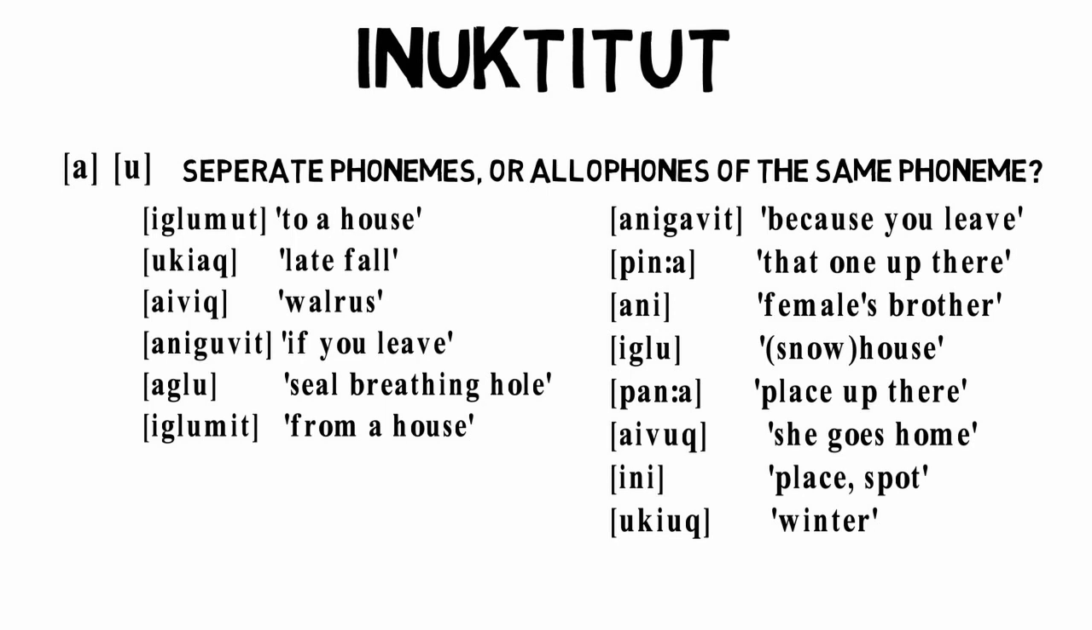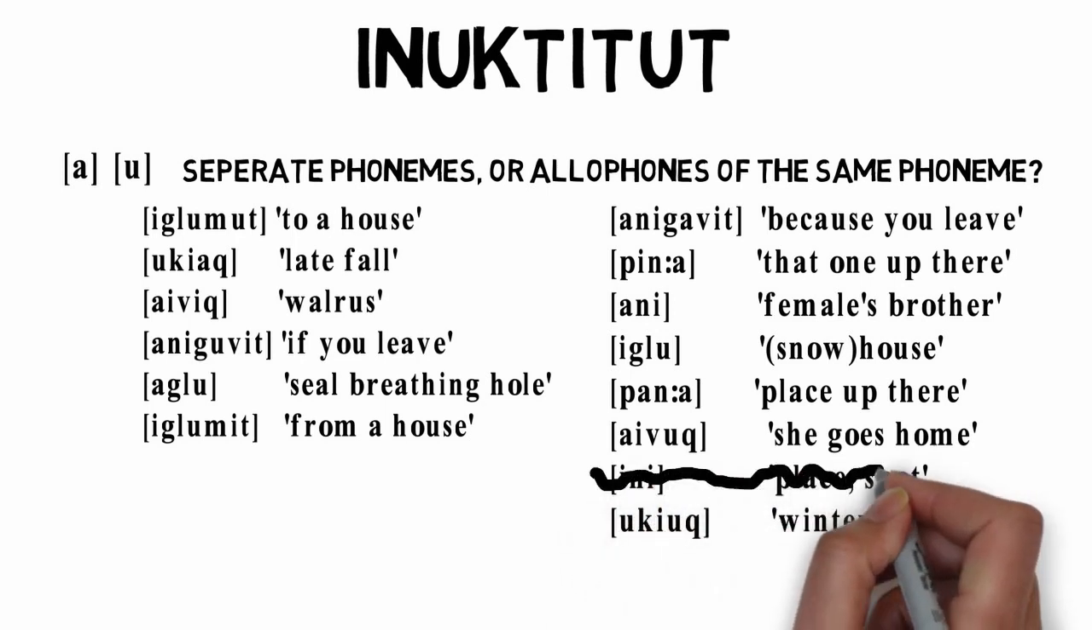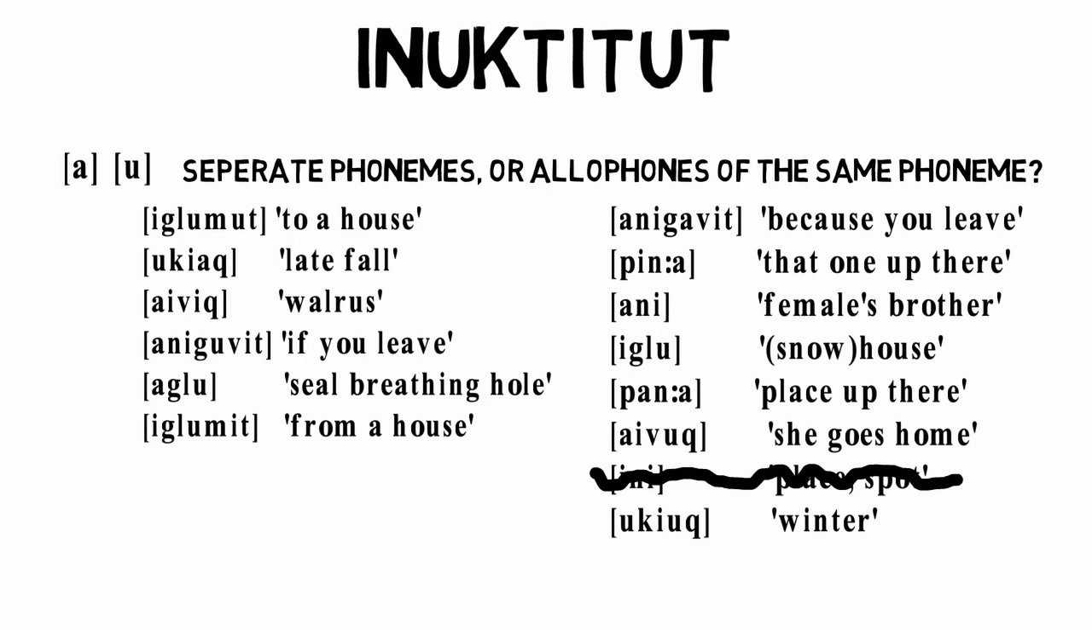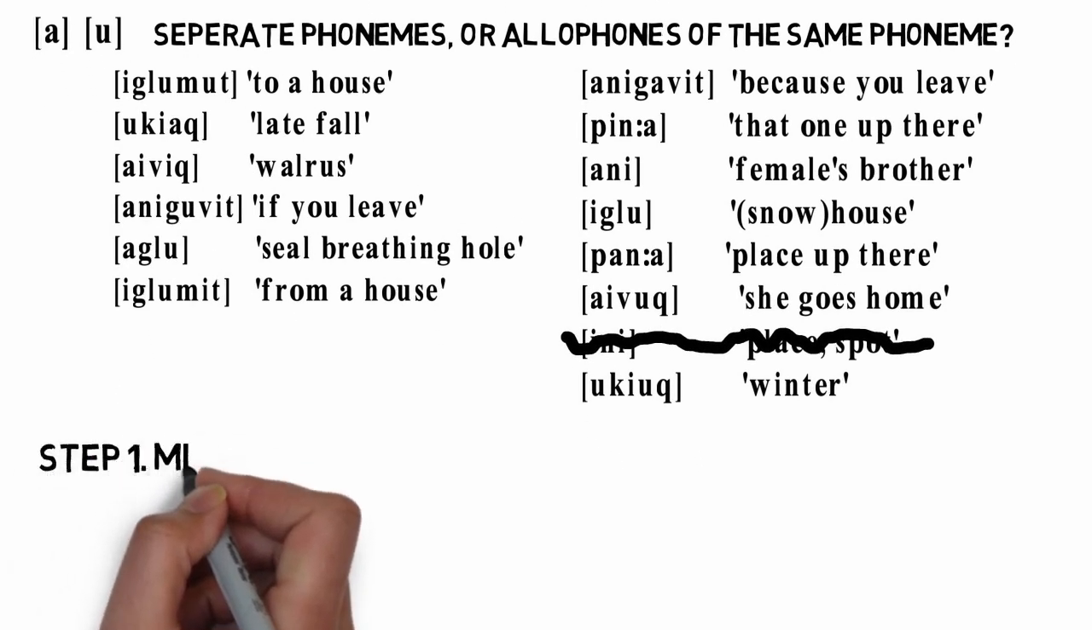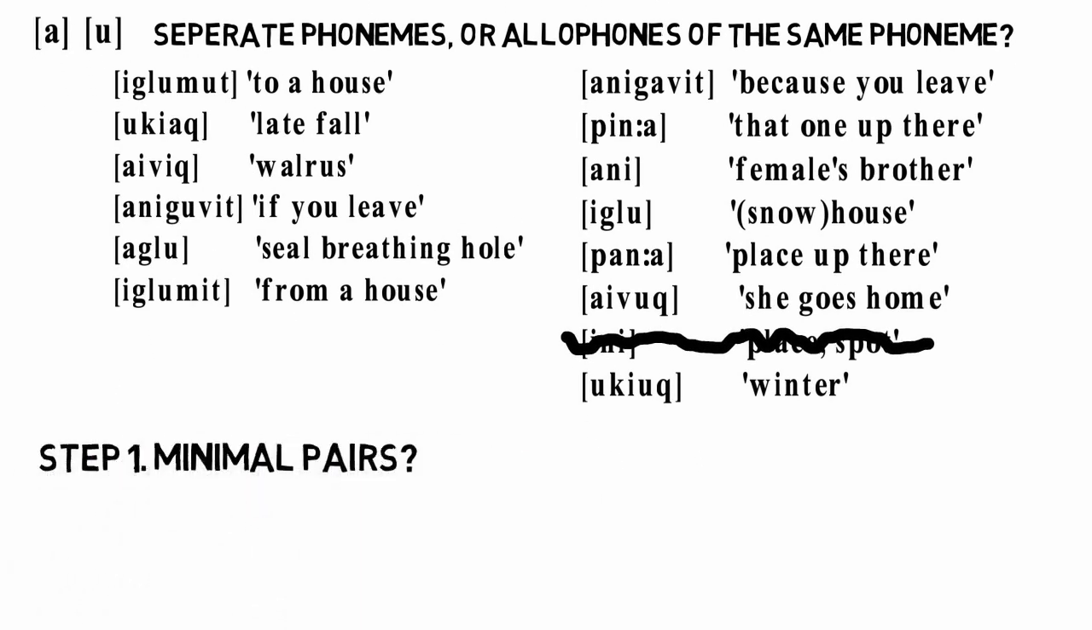ani, meaning female's brother, iglu, meaning snow house, pana, meaning that place up there, aivuk, meaning she goes home, ini, meaning place or spot, and finally, ukyuk, meaning winter.